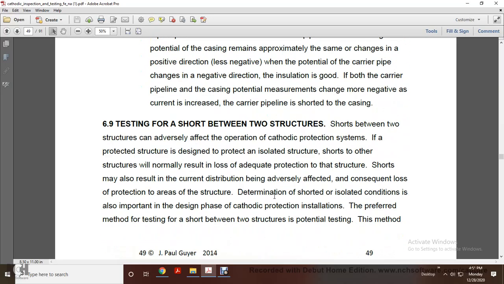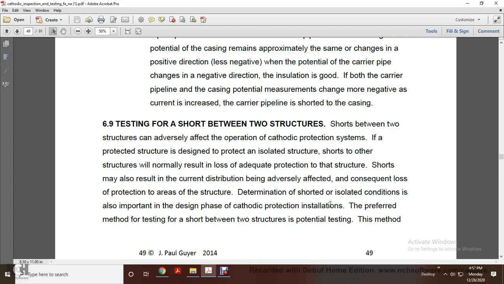6.9 Testing for shorts between two structures. Shorting between two structures adversely affects the operation of cathodic protection. If the protection structure is designed to protect the isolated structure, shorts to other structures normally result in loss of adequate protection. Structure shorts may also result in the current distribution being adversely affected, with consequent loss of protection. Determining the area of the structure and the location of the short to the isolated structure is also important.